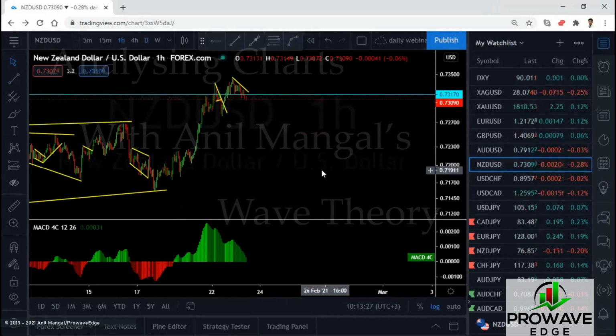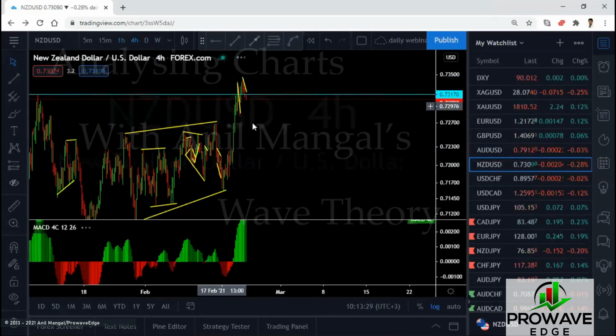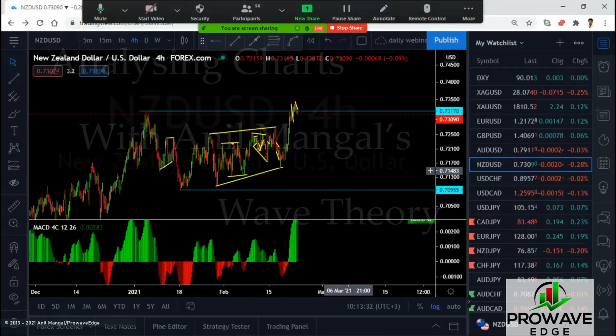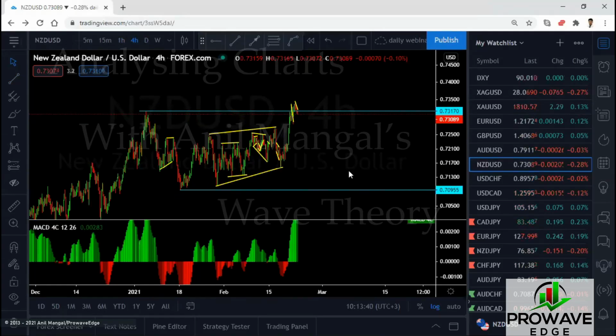New Zealand. New Zealand, I'm not expecting it to go quite a lot up right now, because again, if it goes up, we would have to agree with two contracting flats in here. This one, and this one. And I don't see those two contracting flats possibility.